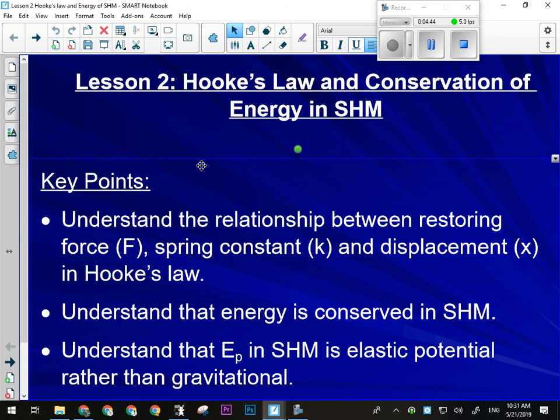Weirdly enough here, we're using X to represent displacement in this unit. That is because it is not final position minus initial position in this unit. Displacement is always measured from the equilibrium position in this unit. So we don't use D with the arrow over top. We use X instead. Okay, so that'll be how Hooke's law works.